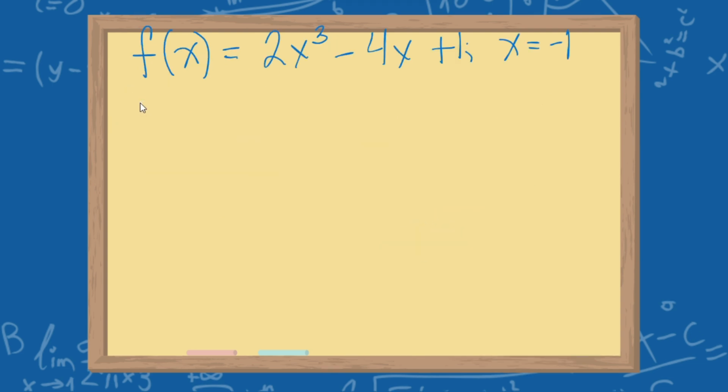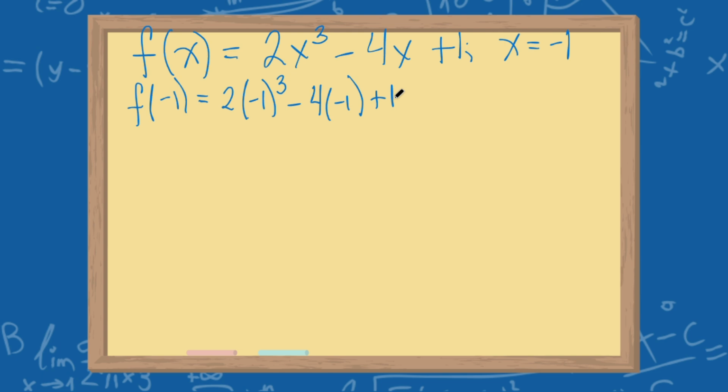Okay, so now let's have another example. Given f of x is equal to 2x cubed minus 4x plus 1, and let us evaluate at x is equal to negative 1. Again, the first thing that you need to do is to change or to replace all the variables with the given value negative 1. So by substitution, we'll have f of negative 1 is equal to 2 times negative 1 cube minus 4 times negative 1 plus 1.